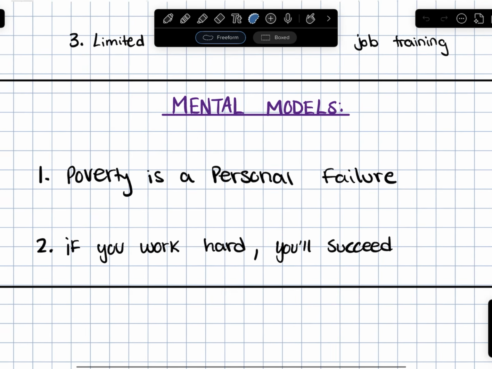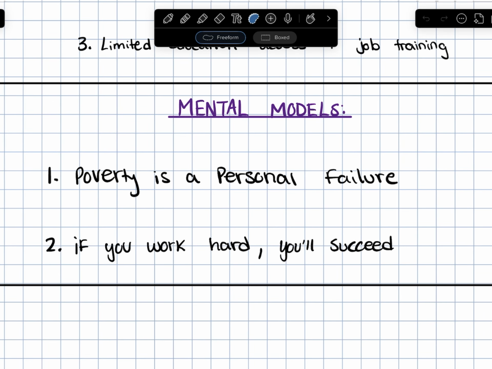Moving on to the mental models. These are the very bottom, and they're pretty much deeply held beliefs and assumptions that shape everything above them. The first one is that poverty is a personal failure, that people are poor because they're lazy or made bad choices.